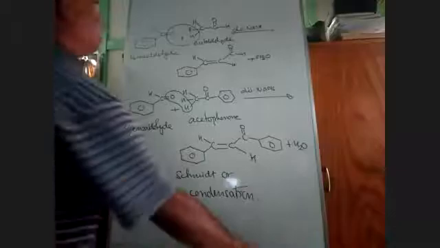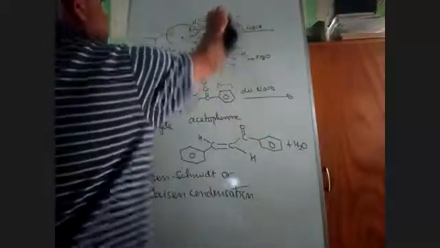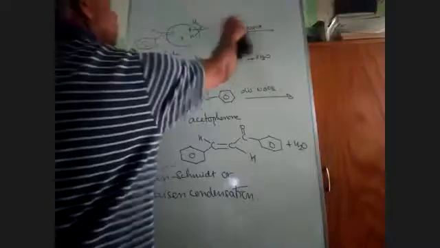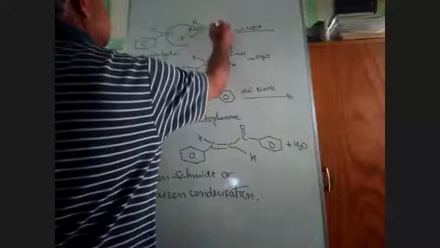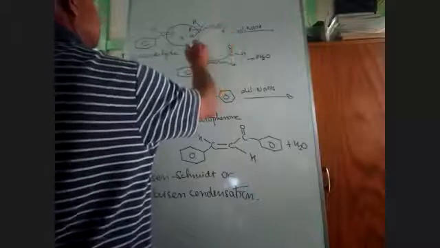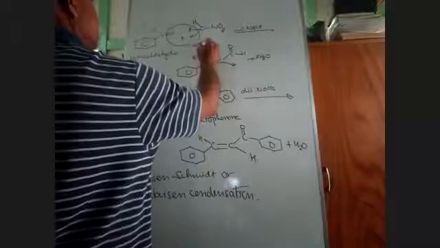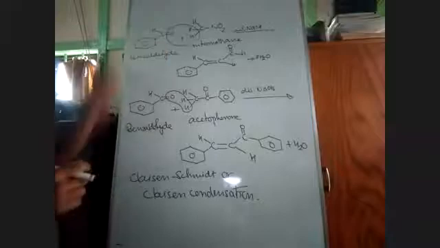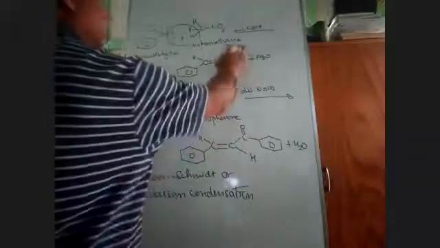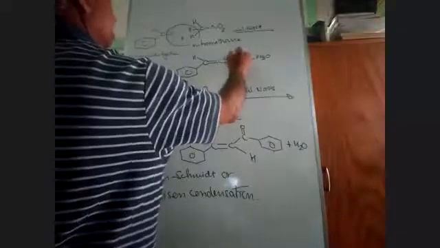Okay. Now I'll do one more, just for your entrance exam. This is called nitromethane. Nitro group is a very strong electron withdrawing group. Among organic compounds, nitro is found to be very strong. So in that case also, this will undergo Claisen-Schmidt condensation. And what you are going to get? You will get this.